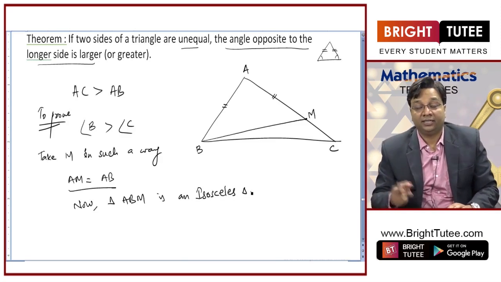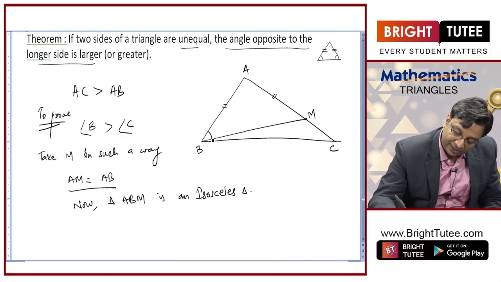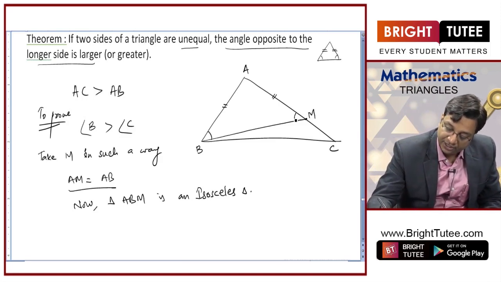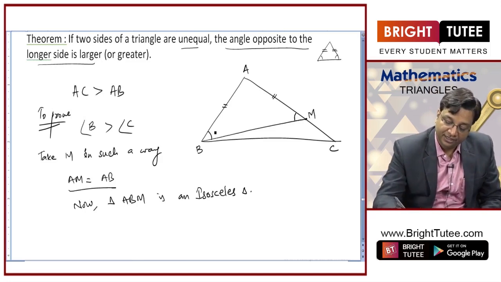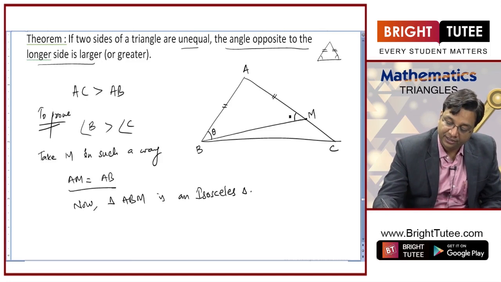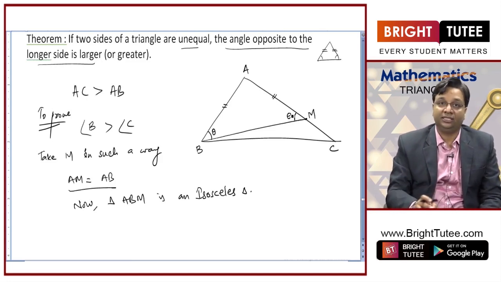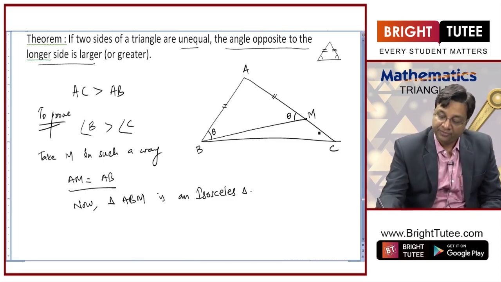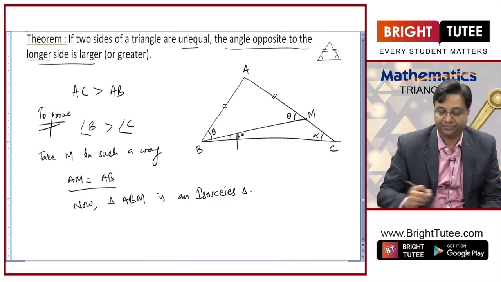right? So the angles opposite to equal sides will be equal, hence this angle here will be equal to this angle, right? Let me name these angles. If this is theta, this will also be theta. So now I will refer to these angles as theta. Let me name these angles also. Let us say this is alpha and this angle here is angle beta.